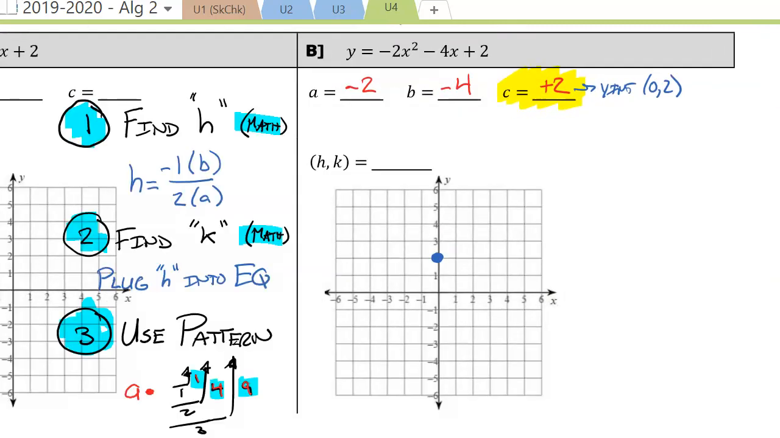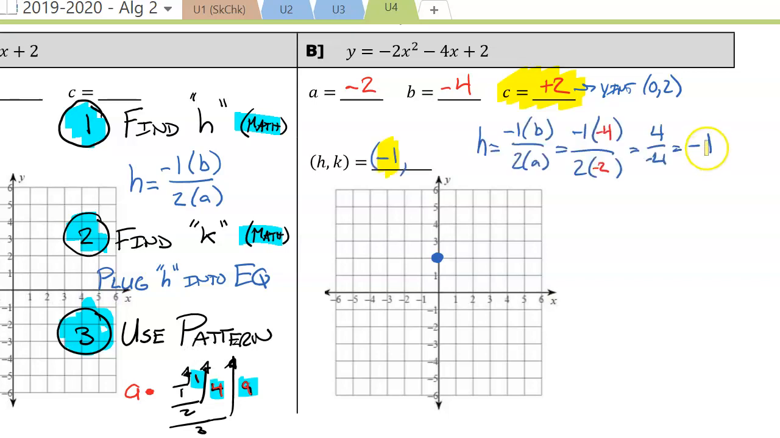We're going to start off by saying we have our y-intercept, but we want to find h, k. To find h, we're going to use the formula h equals -1 times b divided by 2a. For k, we're going to plug in that h value to figure out what k is going to be, basically do some math. And then from there, once we have the vertex, we can just use our normal quadratic pattern. So let's find h, which is a value of -1.